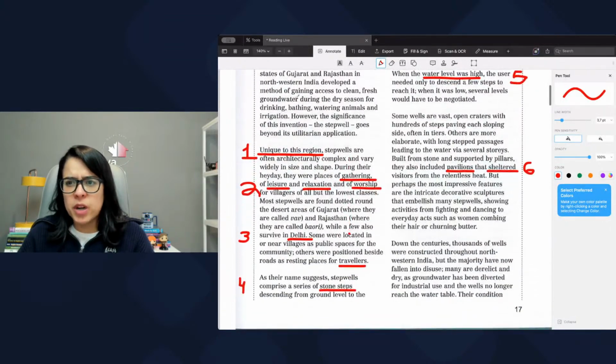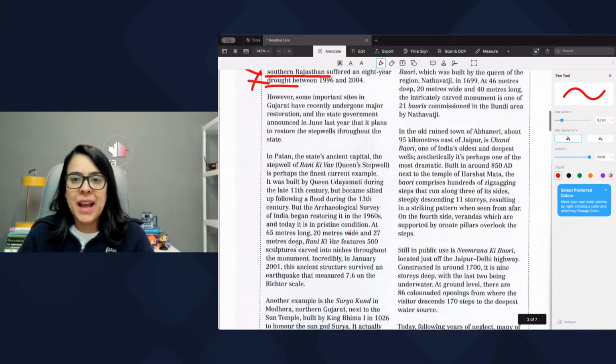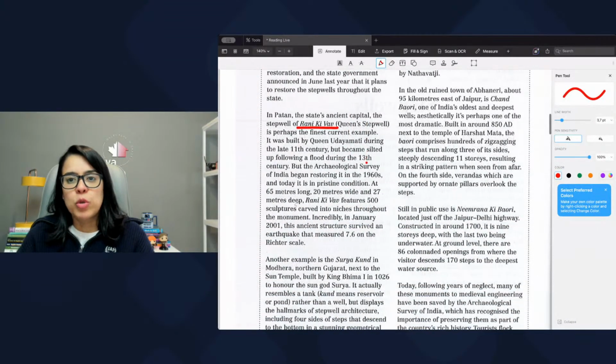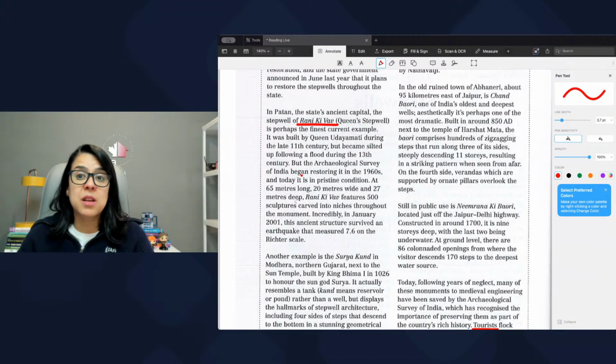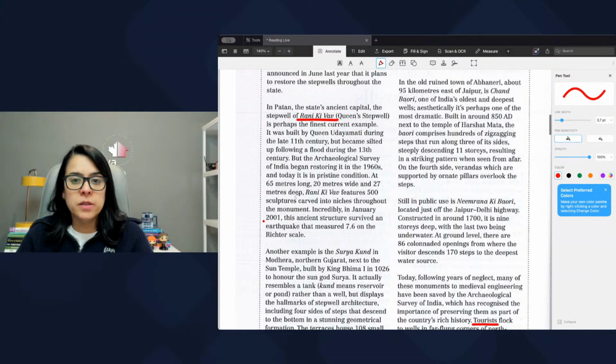no, I don't remember this name being mentioned in this part. Aha, Rani Kivav. So it is in excellent condition despite something that happened in 2001. Let's look for 2001. I found 2001 here. 2001. So let's see what happened.